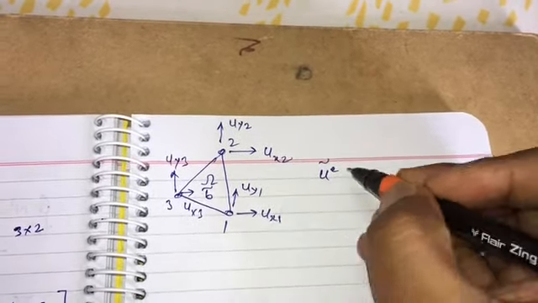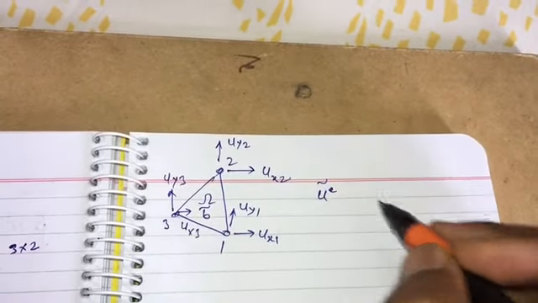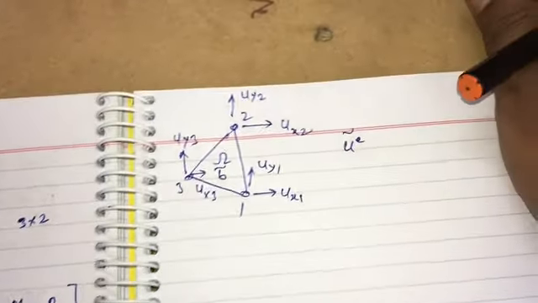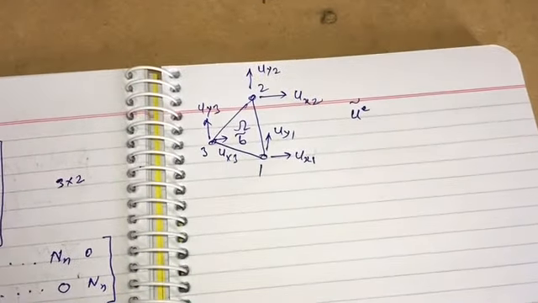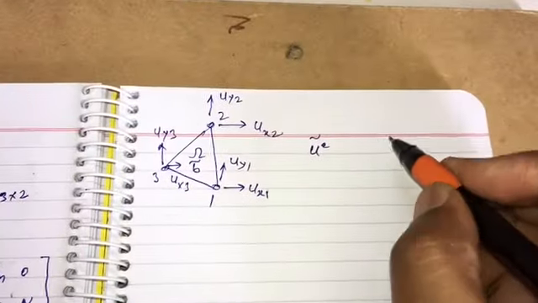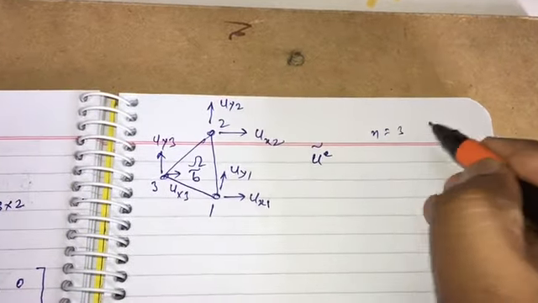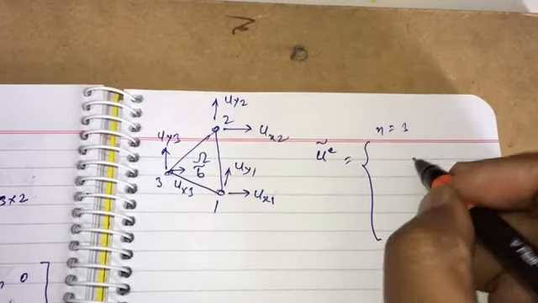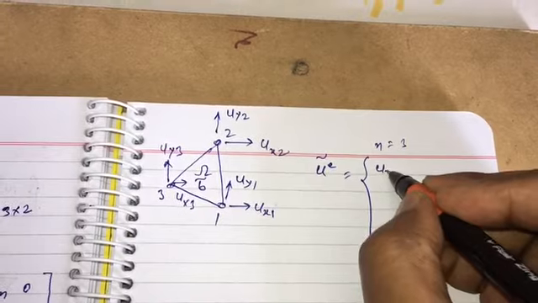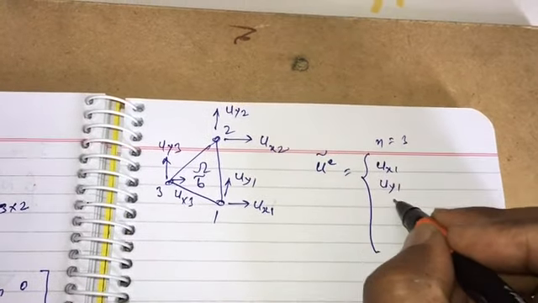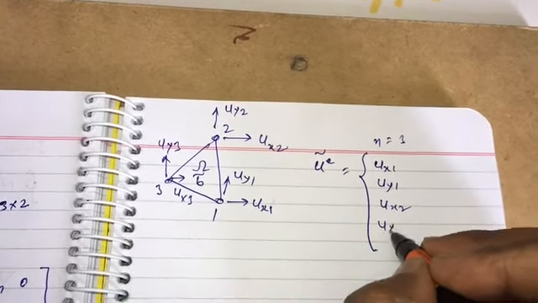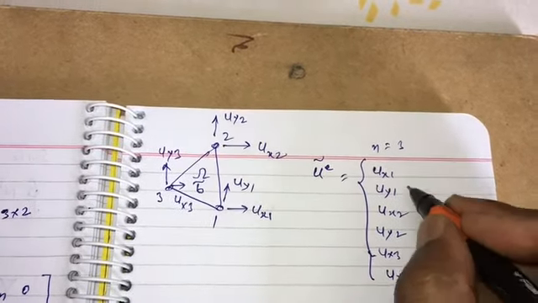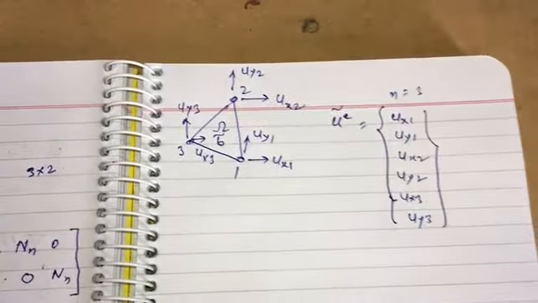So for this three-noded 2D element, a triangular element, n equal to 3, of course, and u^e in this example will be equal to ux1, uy1, ux2, uy2, ux3, and uy3. So this is what the u will be.